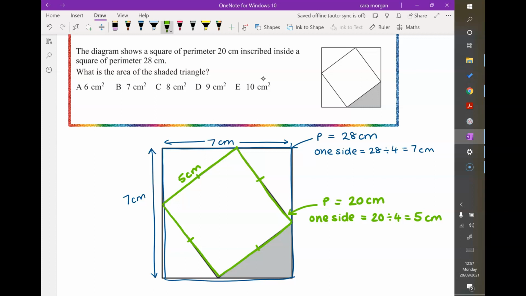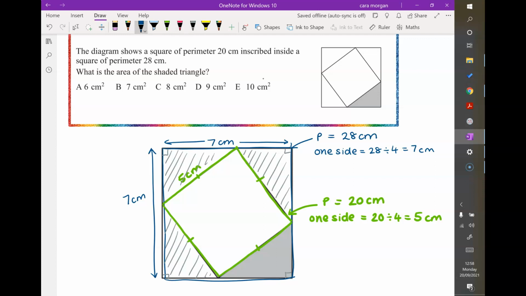Now, I notice that the grey shaded area is exactly the same size triangle as each one of the corners. They're all right-angled triangles that are congruent to each other. They have to be, of course. They've all got the same length hypotenuse, and they're all using the same length around the outside as each other, so they're all congruent triangles there.